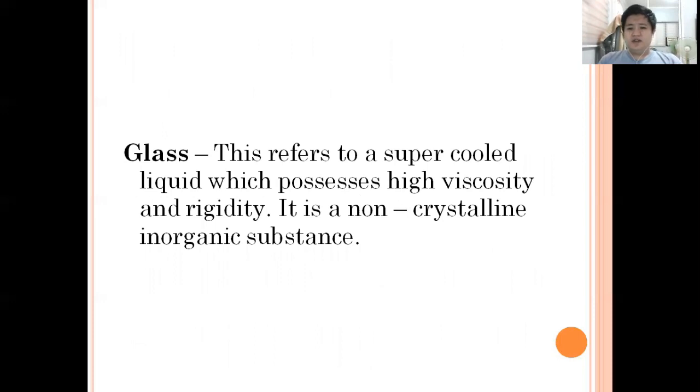For the definition of glass, it refers to a supercooled liquid which possesses high viscosity and rigidity. It is a non-crystalline inorganic substance. Before glass is made, there are different ingredients or chemicals that we mix in order to create it. Glass in its starting state is liquid, and it is shaped by the workers to fit the shapes or sizes the customer demands. After that, it is cooled using air or different cooling devices in order for it to become durable and solid.